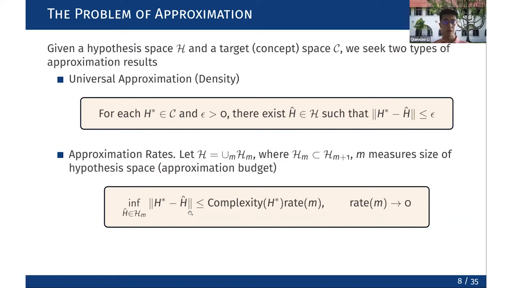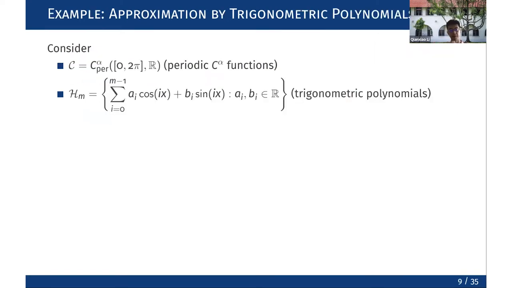Okay, so to give you a familiar example, this is a very classical problem that people have studied. It's approximation of functions by trigonometric polynomials, like Fourier kind of series, right? So here, our concept space C can be the periodic alpha-smooth functions on 0 to 2 pi. These are scalar functions. And I can try to approximate these kind of functions by a trigonometric polynomial of order m. So this is just sums of sines and cosines up to order m.